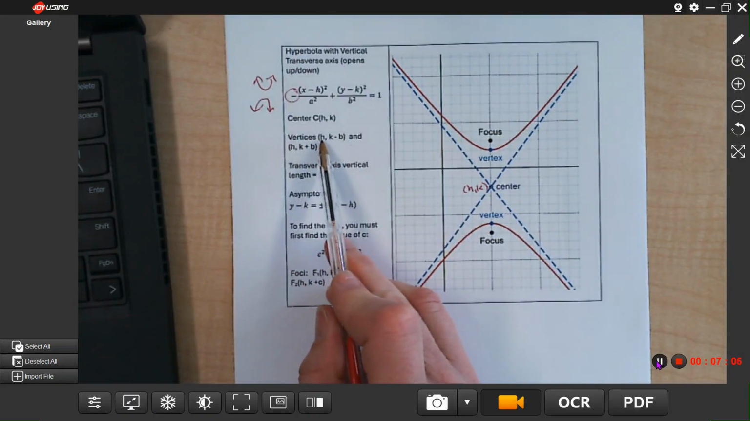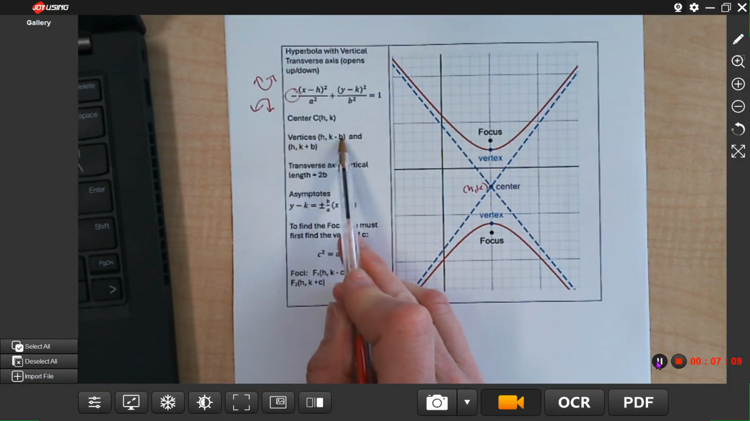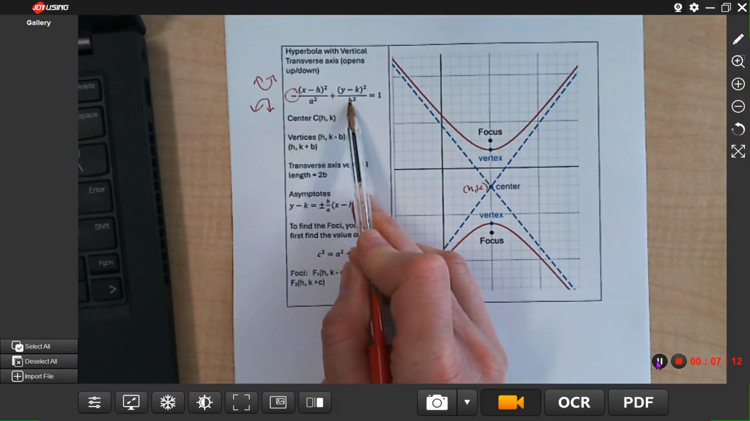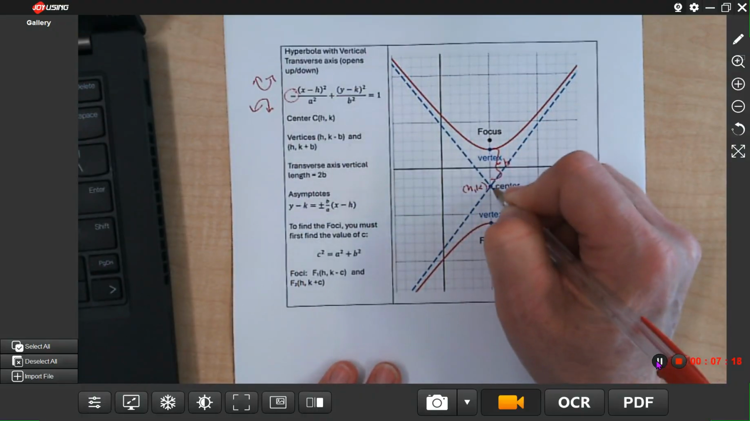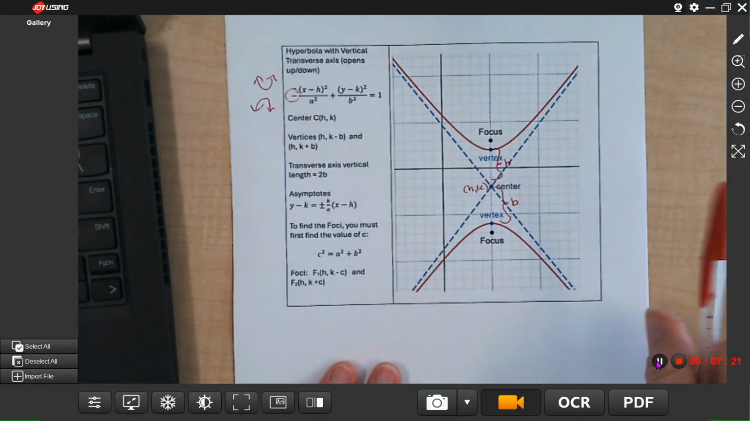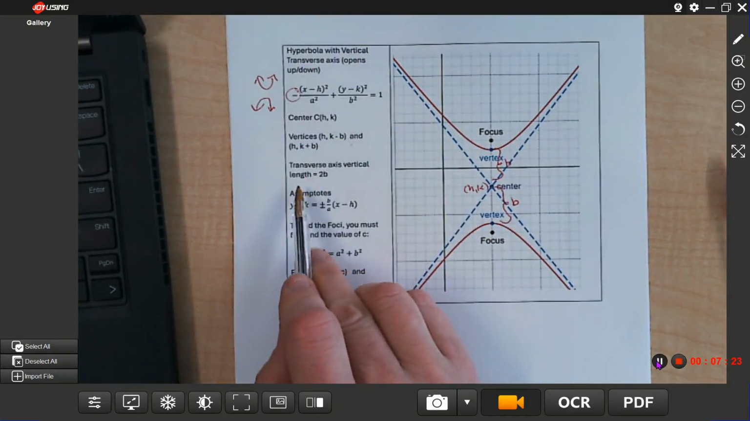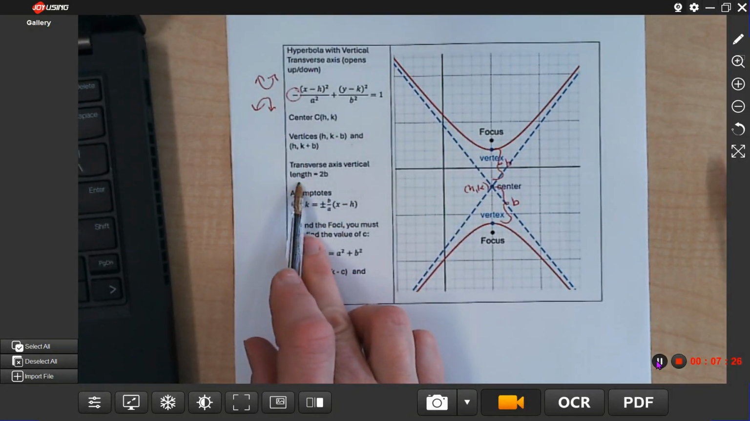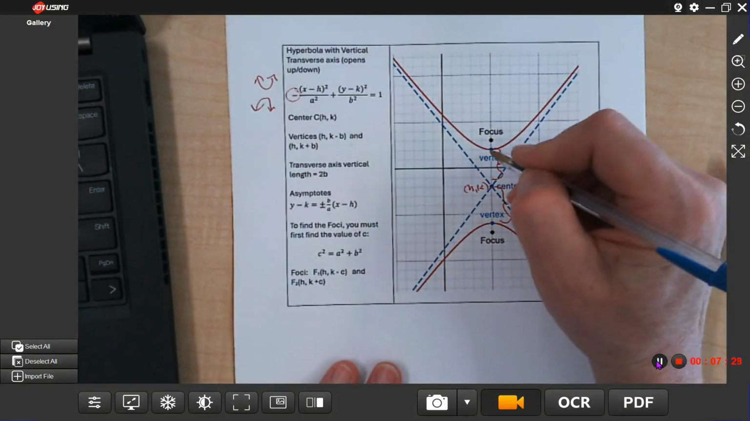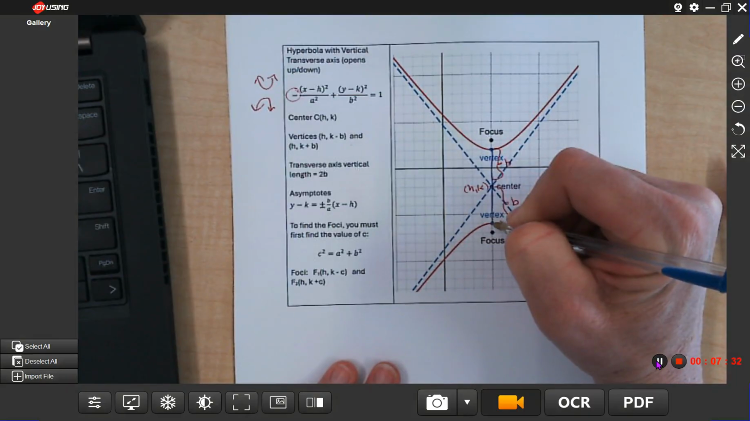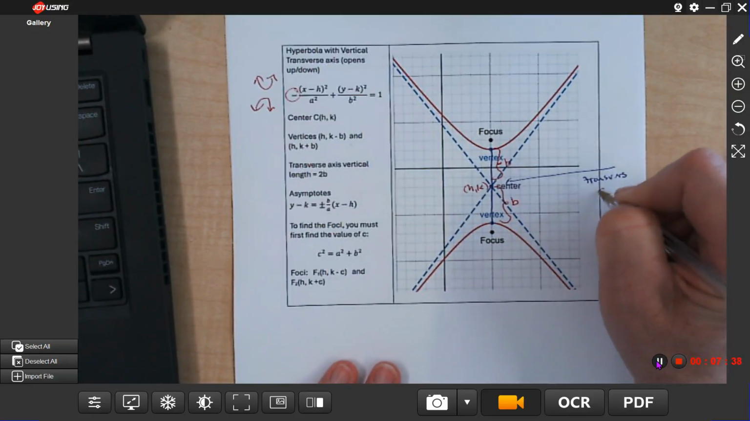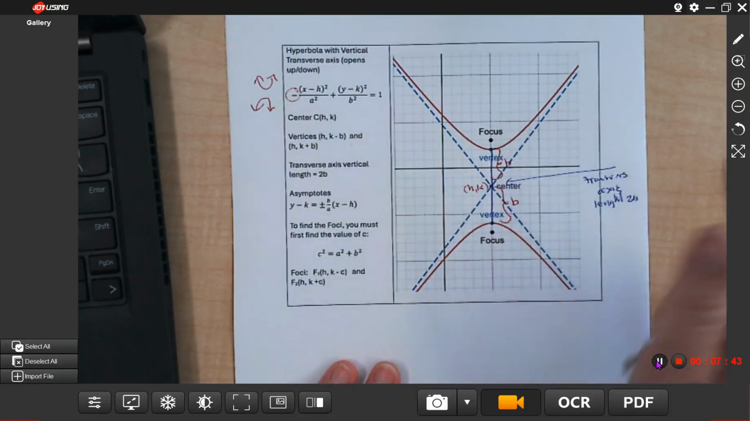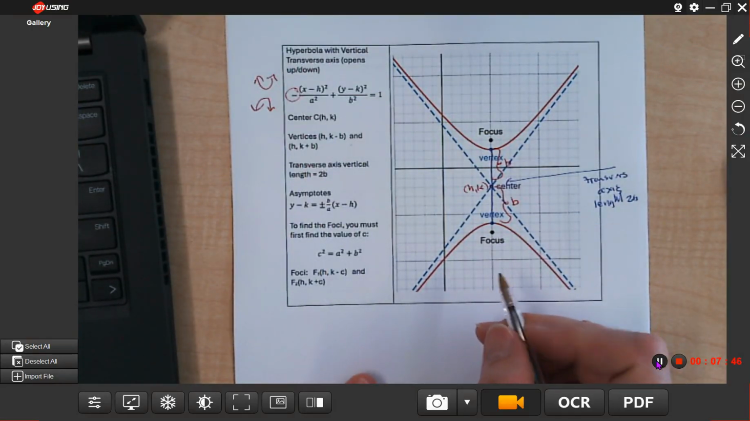Now the vertices are going to move up and down b, so that's the square root of the denominator under the y term. So these distances are going to be b. Then we're going to talk about the transverse axis, which is vertical, so it always goes from one vertex to the other and through the center, and the transverse axis has length 2b this time.